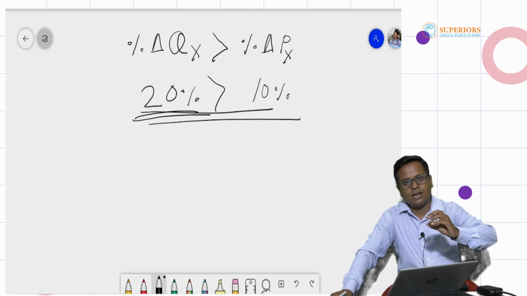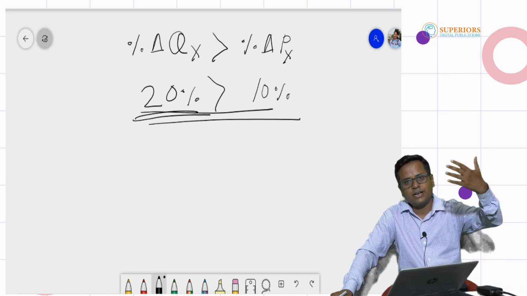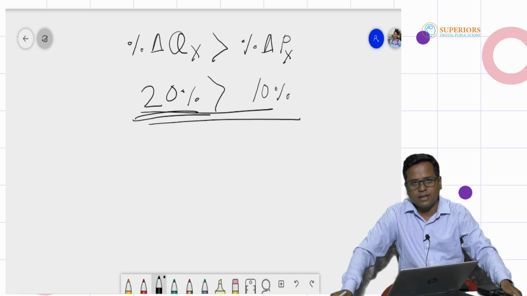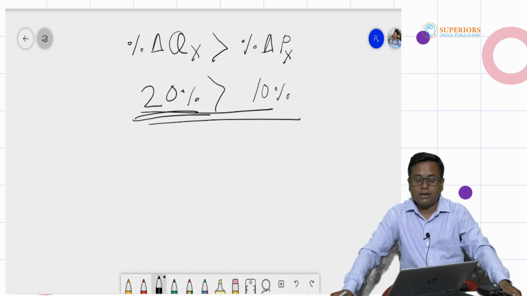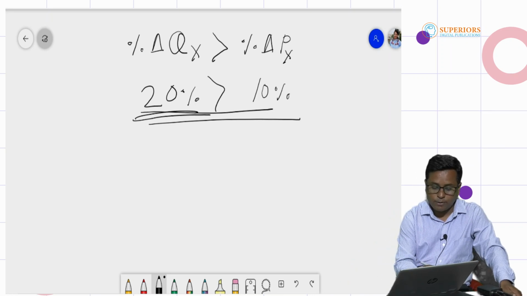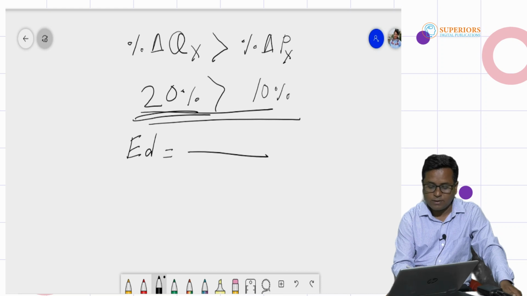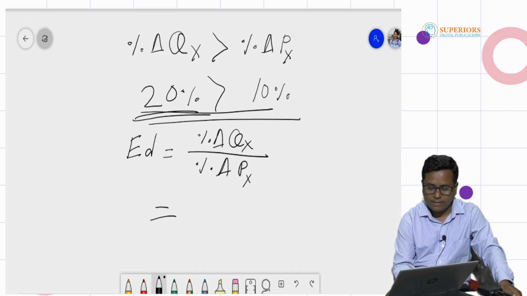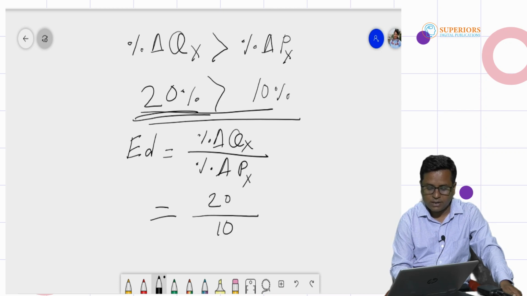Kimti thoda dekhil kami zalya tar luxurious and comfort goods la asnari demand mothya pramanat vadte. Manun yala mantla apan relatively elastic demand. Numerical value? Elasticity of demand is equal to percentage change in quantity demanded divided by percentage change in its price. Percentage change in demand 20, percentage change in price 10 is equal to 2.